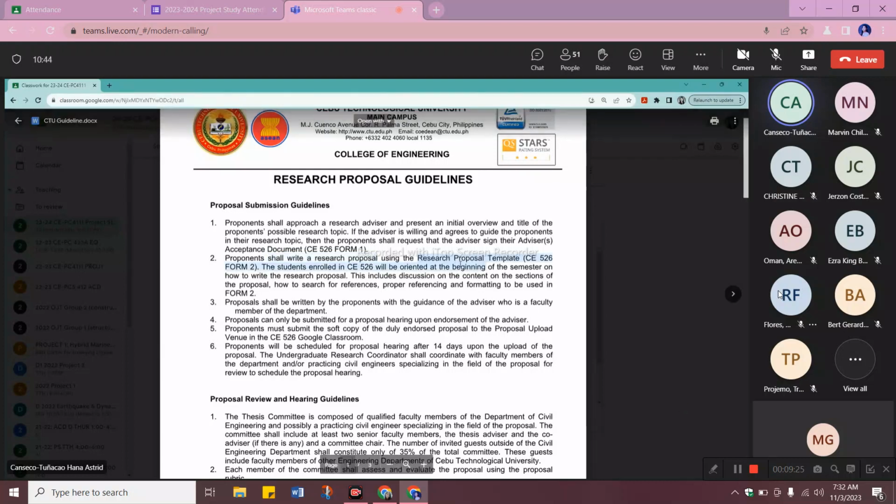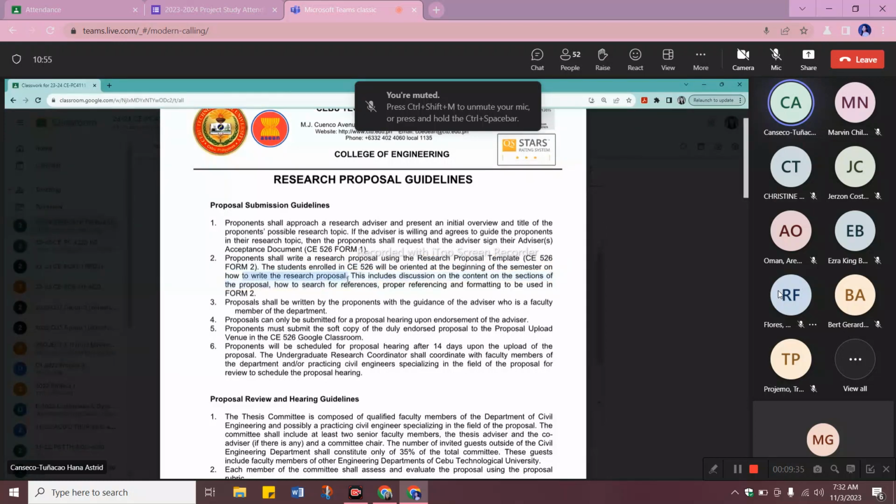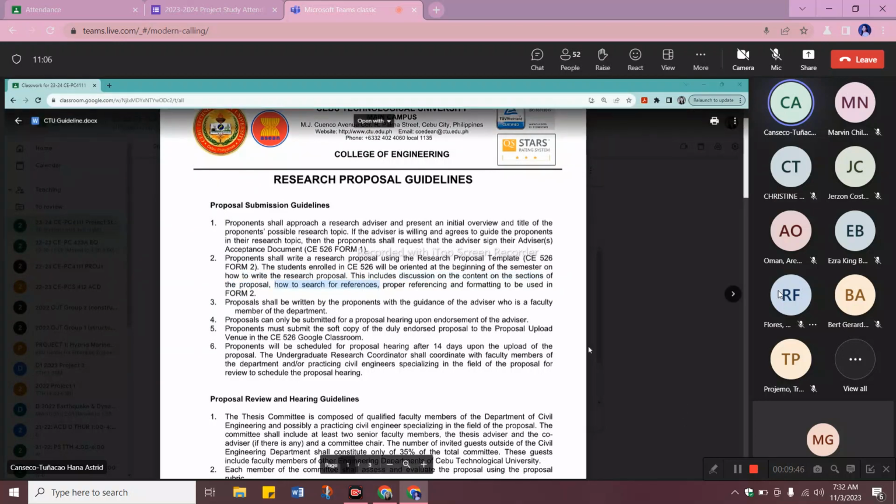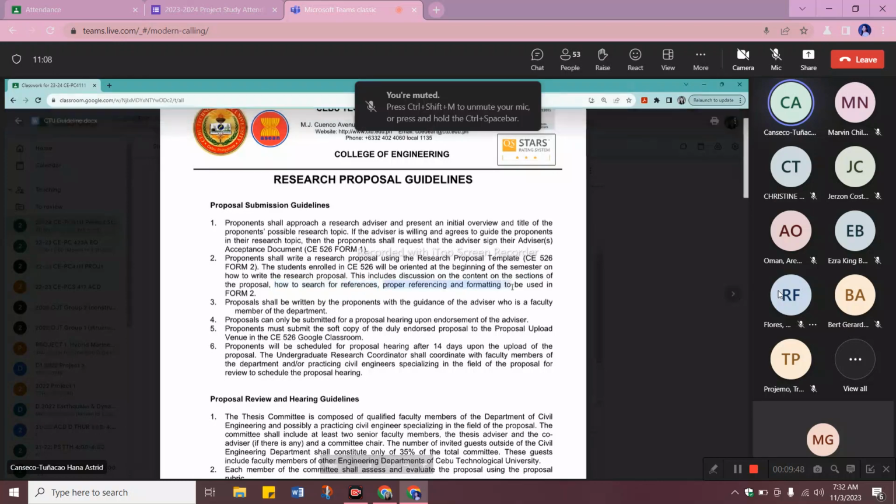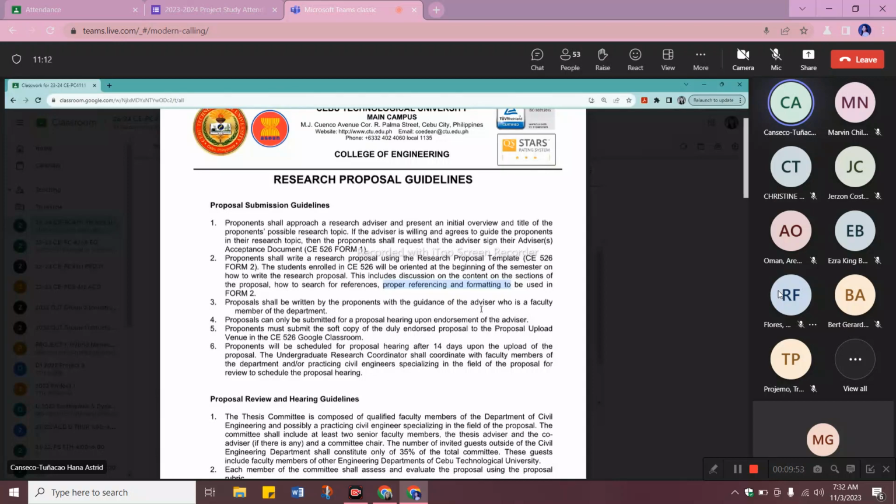Using the research proposal template, the students enrolled in the class will be oriented at the beginning of the semester on how to write the research proposal. This includes discussion on the content of the sections, which we already have discussed. How to search references, which we already have discussed. Proper referencing and formatting, which will be presented in Form 2 later.